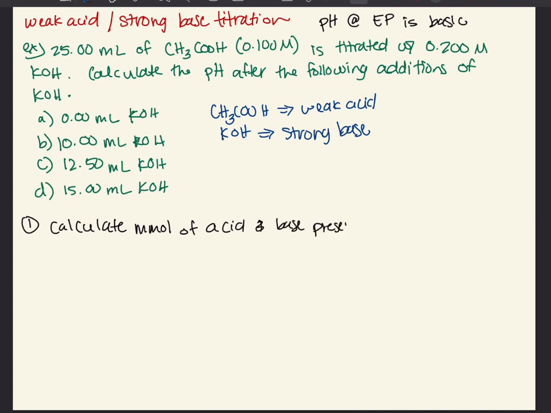Now I use millimoles. You don't have to use millimoles. You can use moles. That's just fine. I find it easier to deal with millimoles because it gives us numbers like 1.5 or 3 instead of 0.0015 or 0.003. So when you calculate the millimoles of acid and base present, what you are doing is you need to identify where you are on the titration curve.